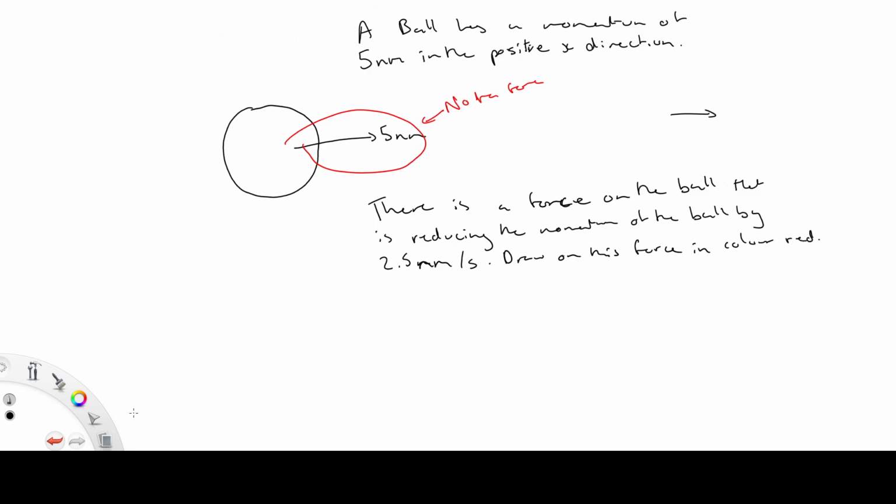Essentially what it's saying is there's a force on the ball that is reducing the momentum of the ball by 2.5 Newton meters. That's not millimeters, that's Newton meters. That's an N right there, per second. Draw on this force in the color red.